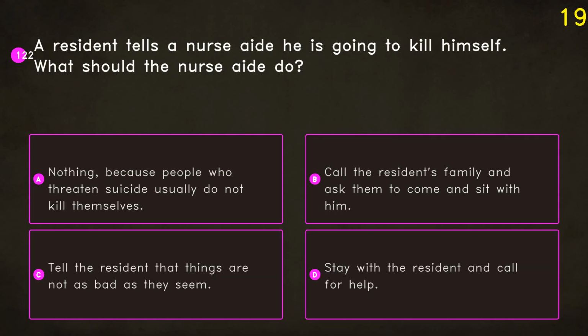Question 122. A resident tells a nurse aide he is going to kill himself. What should the nurse aide do?